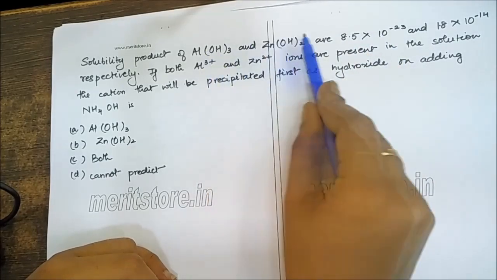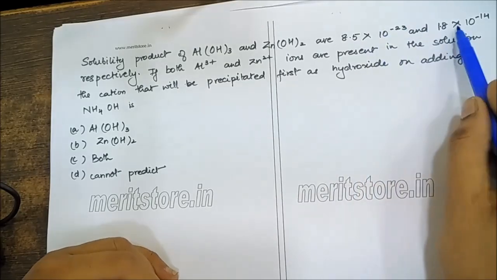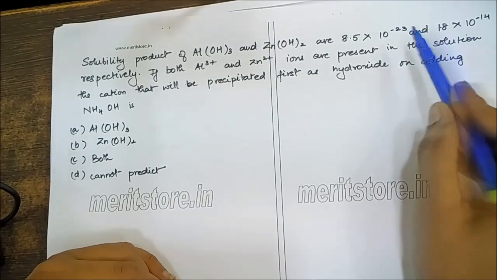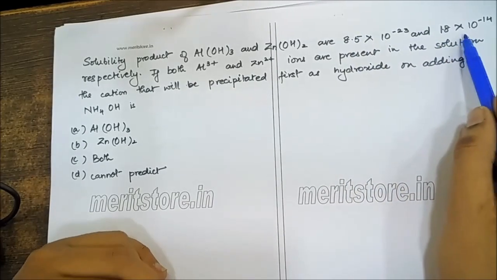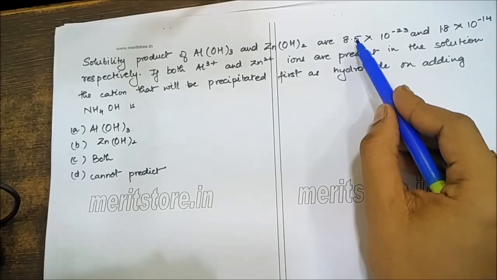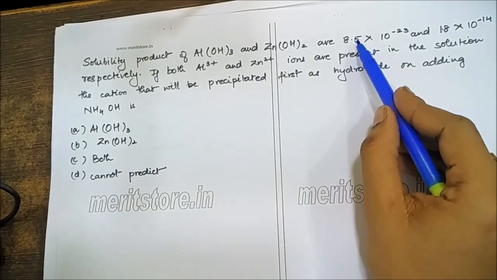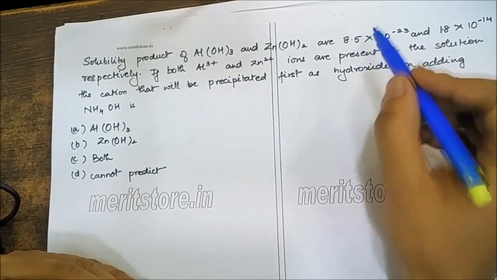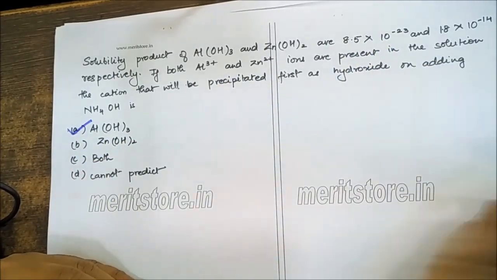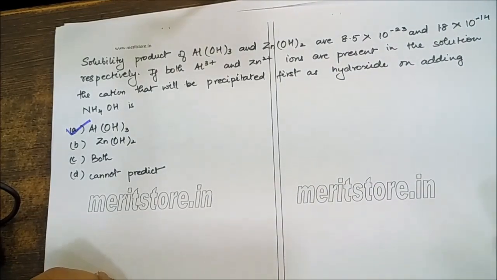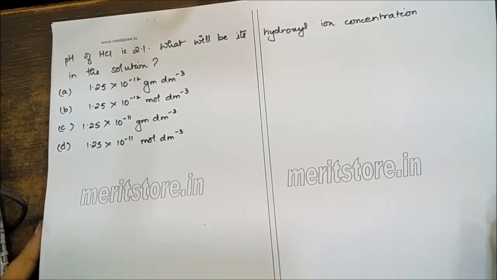Solubility product of aluminium hydroxide is much smaller as compared to the solubility product of zinc hydroxide, which means zinc hydroxide is stronger, so it will dissociate late, and aluminium hydroxide will precipitate faster. So what will be precipitated first is aluminium hydroxide. Always remember, the weaker one will get precipitated first. Now let's see the next question.